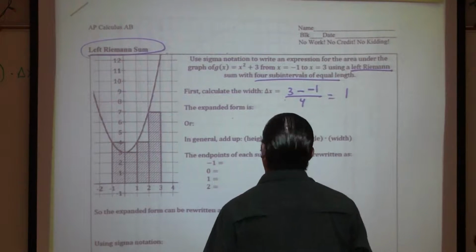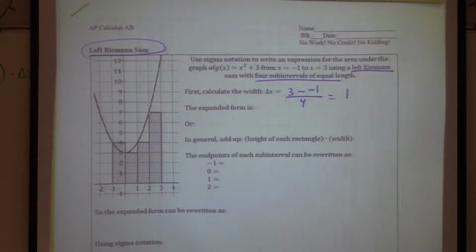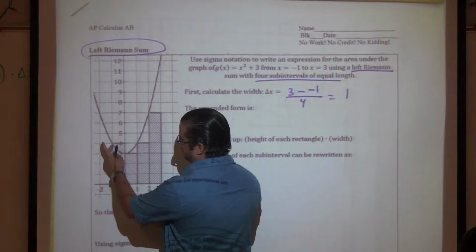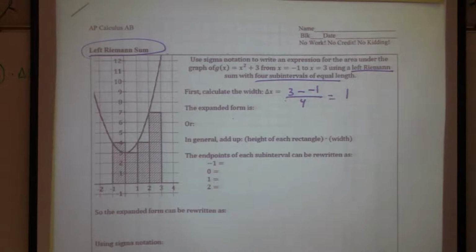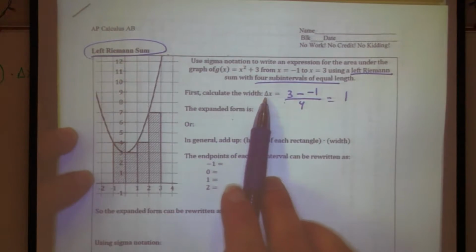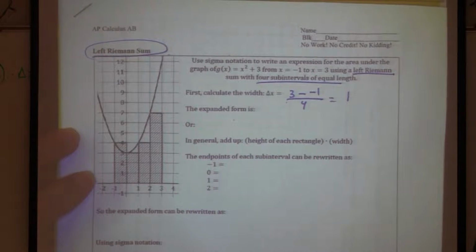Alright, so left Riemann sums here. Again, remember we said that the left-hand side of the rectangle, or the left upper vertex, will represent the height, in comparison to what we did yesterday where it was the right-hand Riemann sum. Good? So again, start off by finding your delta x, which is the b minus a over n. We get 1. So let's do the expanded form. Let's figure out the area that's being covered here, the area of each rectangle, and add them up.